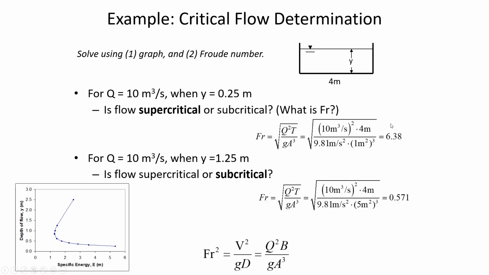If we calculated it based on Froude number, we could do it that way as well. Since the Froude number is greater than 1, it's supercritical. And for this depth, which is more than 0.86, our critical depth, that makes it subcritical, and it's also verified with the Froude number being less than 1.